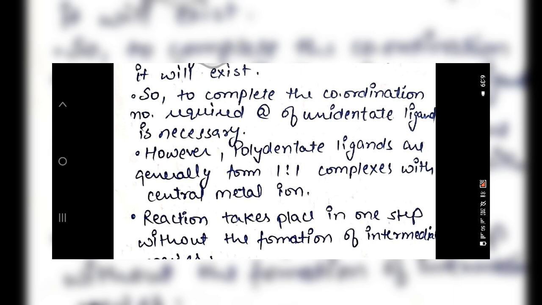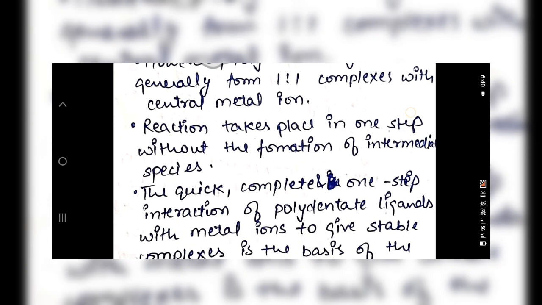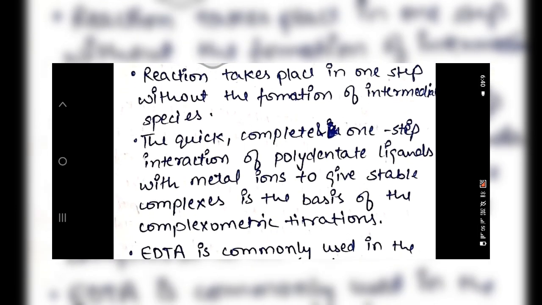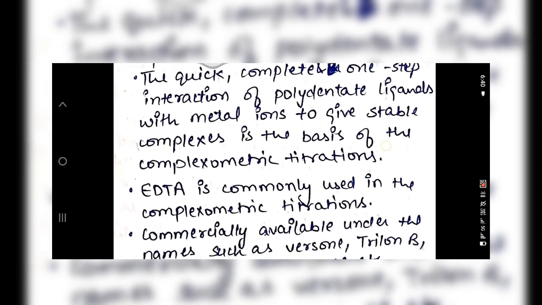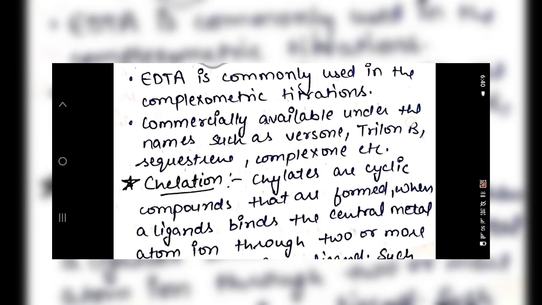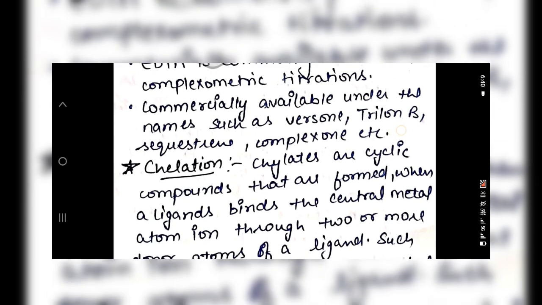However, polydentate ligands generally form 1:1 ratio complexes with the central metal ion. Reaction takes place in one step without the formation of the intermediate species. The quick, complete and one-step interaction of polydentate ligands with the metal ions to give stable complexes is the basis of the complexometric titrations. EDTA is commonly used in the complexometric titrations, commercially available under the names such as Versene, Trilon B, Sequestrene, Complexone, etc.